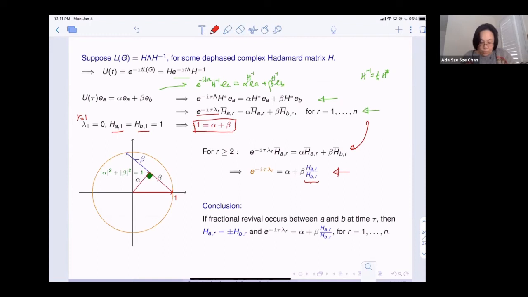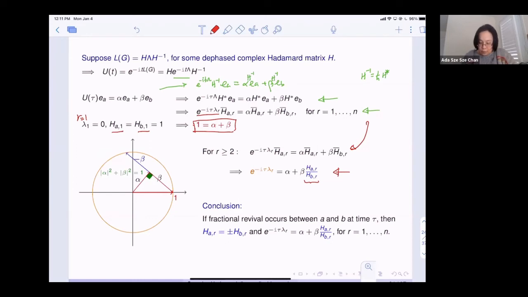Okay, so what's happening here? There's a lot of equations. What's happening here is, if you look at the red equation, I'm drawing this on a complex plane. If I draw alpha and beta, then they sum up to 1. So I have the triangle, the red triangle here. But I also know that the squares of the absolute values of alpha and beta add up to 1. So I know that this red triangle is a right angle triangle.